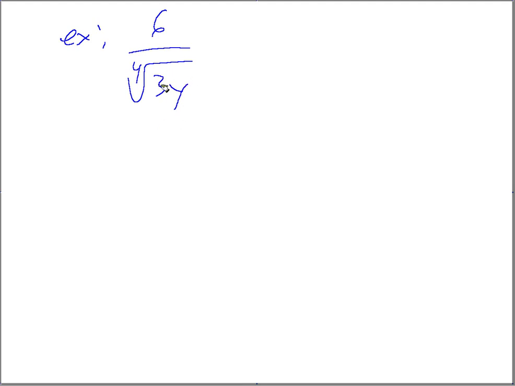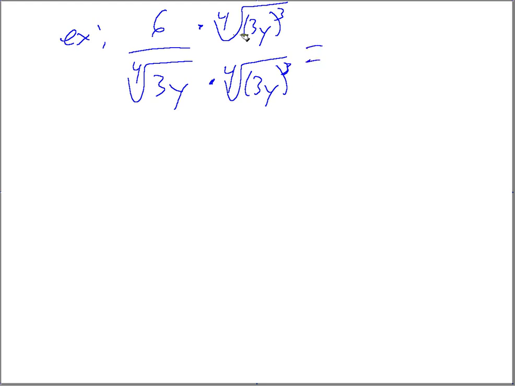So how many more 3y's do I need? Well, I'm going to need 3 more of these guys. So I'm going to times by the fourth root of what? 3y cubed, because I need 3 more of these guys to get a perfect fourth power on the denominator. So times by the fourth root of 3y cubed here. That's a 3 there. So that will give me what?